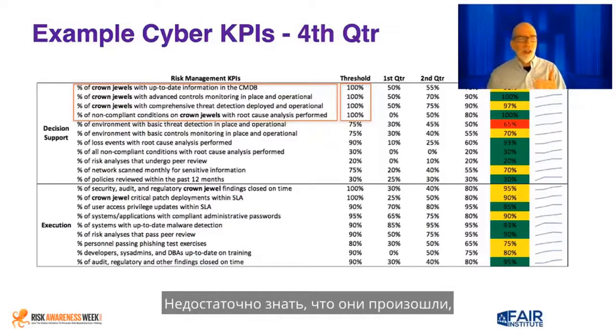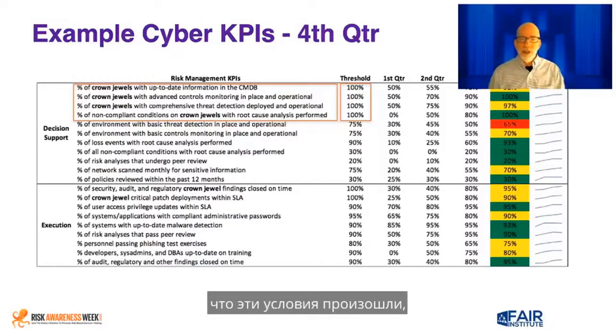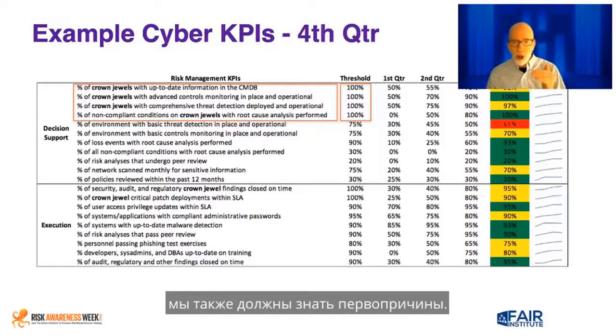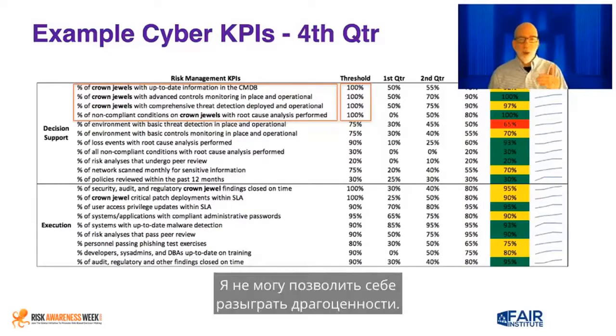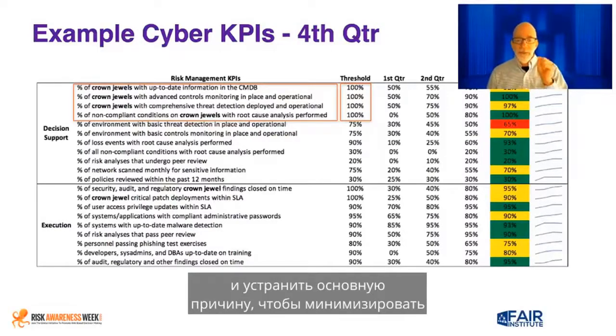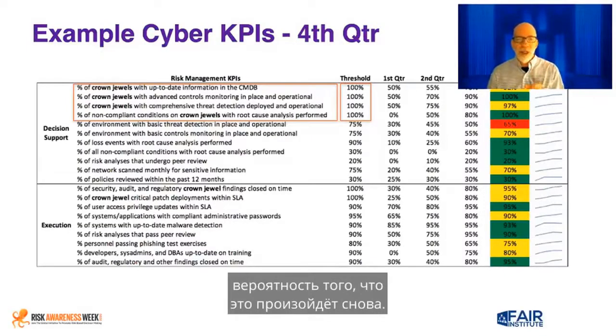And when these conditions do occur, we need to be able to understand why. It isn't enough to know that these conditions occurred. We also have to know the root causes as to why. I can't afford to play whack-a-mole around crown jewels. I need to know why this variant state occurred and fix the root cause so that we minimize the probability of that happening again.